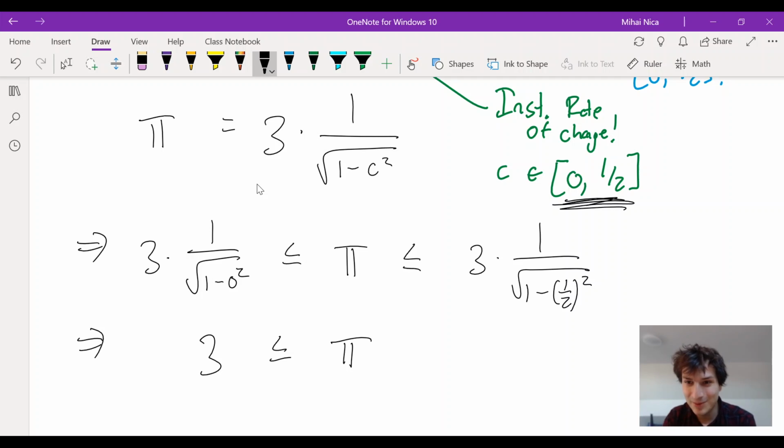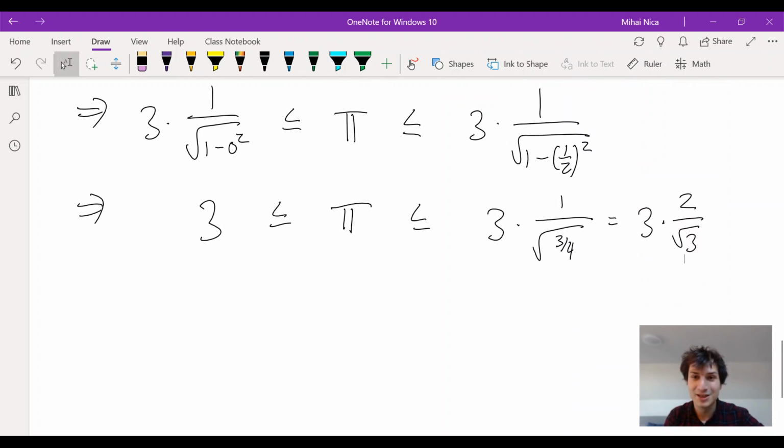On the other side, maybe this one's more exciting, 3 times 1 divided by the square root of 1 minus a quarter. Let's simplify this a bit. 1 minus a quarter is 3 quarters. So this is 3 times 2 over square root of 3. So pi is definitely between 3 and 3 times 2 over root 3.